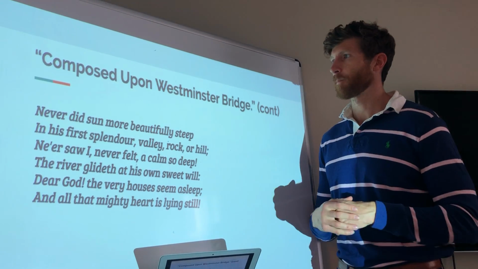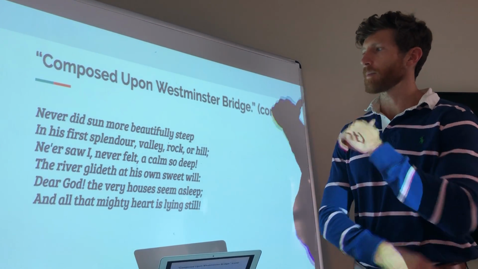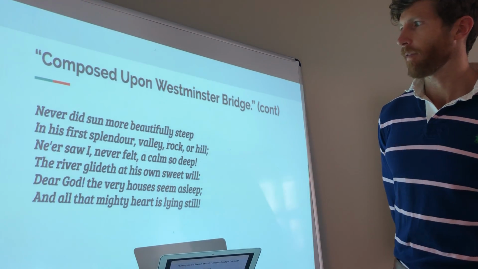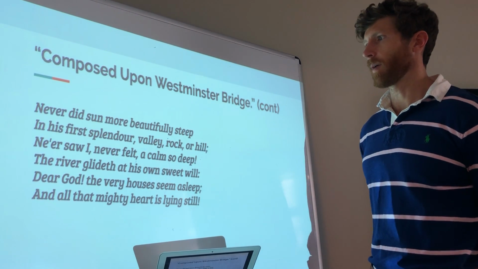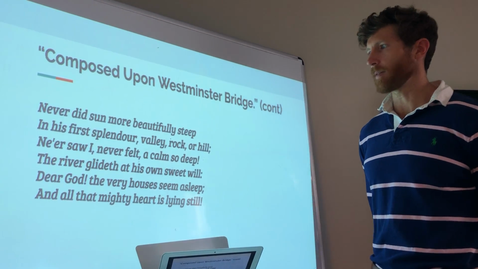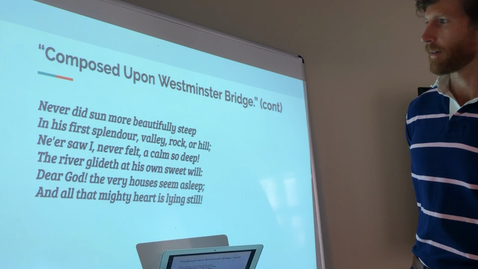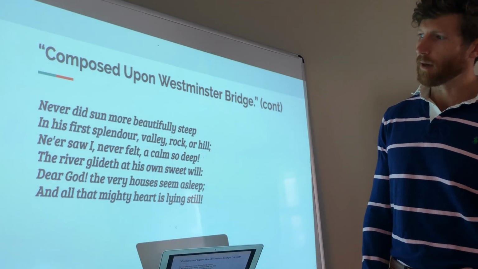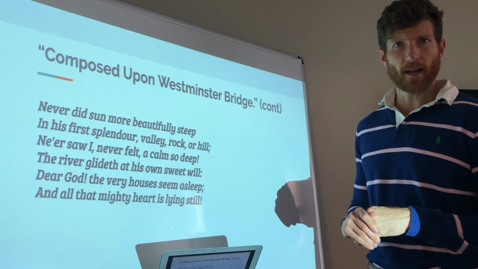Let's continue. "Never did sun more beautifully steep in his first splendor, valley, rock, or hill. Ne'er saw I, never felt, a calm so deep. The river glideth at his own sweet will. Dear God! the very houses seem asleep, and all that mighty heart is lying still." I want you guys to take a second, do a second read, and highlight any words or phrases that stand out.